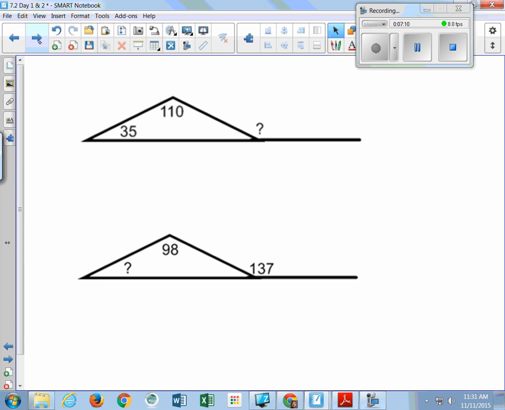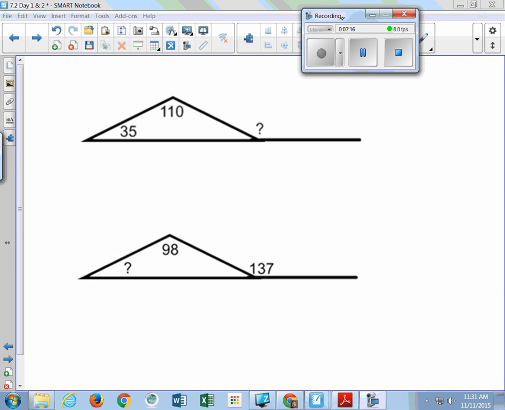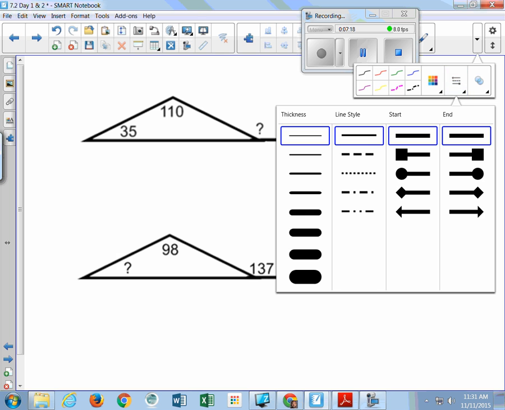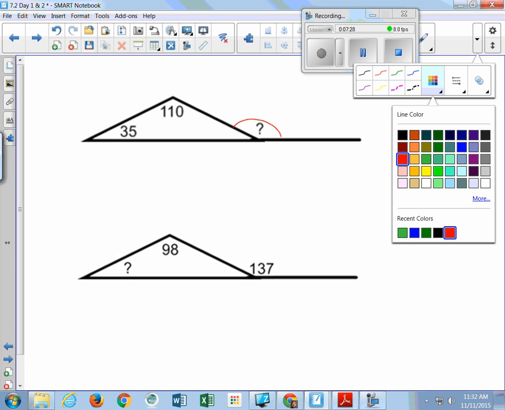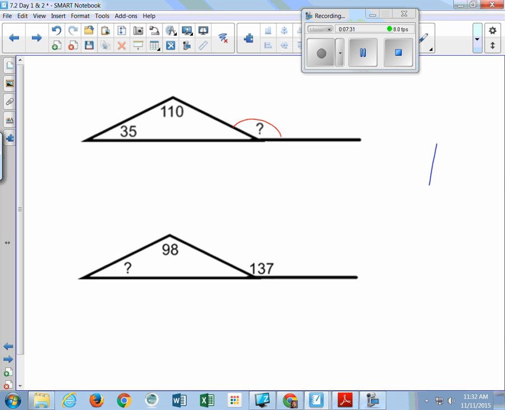Okay? So let's look at a problem here. I have these two angles, that's my two interior angles. I'm looking for my exterior angle. So I'm going to add those two angles together, 35 plus 110, and that equals 145. So that is 145 degrees. Okay, not too hard. These are actually pretty easy right now.